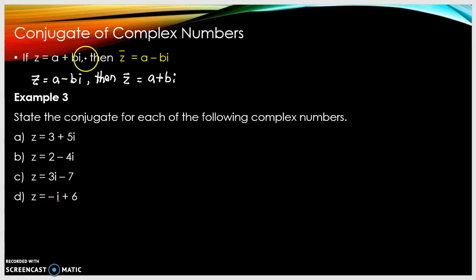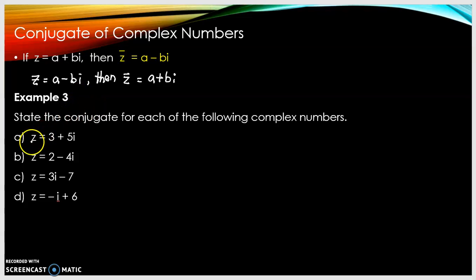If the imaginary part is positive, after conjugate, we should get negative. If the imaginary part is negative, after conjugate, we should have positive. So the constant remains the same. For a, it remains the same. So let's say example 1.